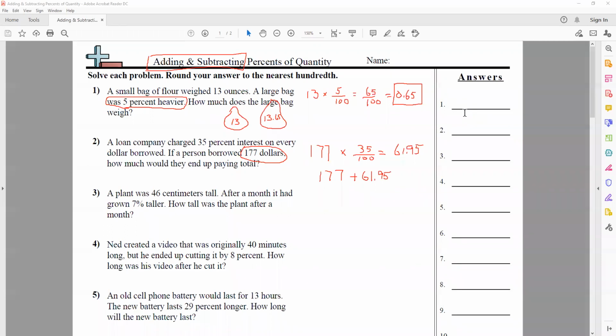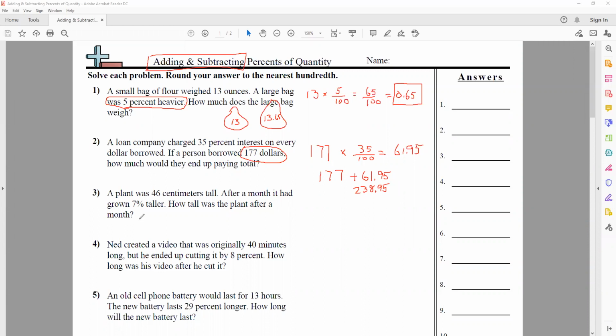Well, we do it. Hold on. What? 177 plus 61.95. Come on, it's not that difficult. 238.95. Yes. Okay, you got it now. Figure out the percentage first, and then either add or subtract, okay?